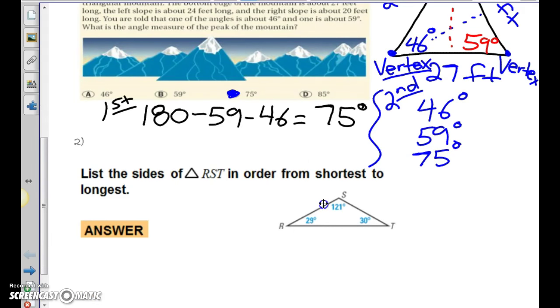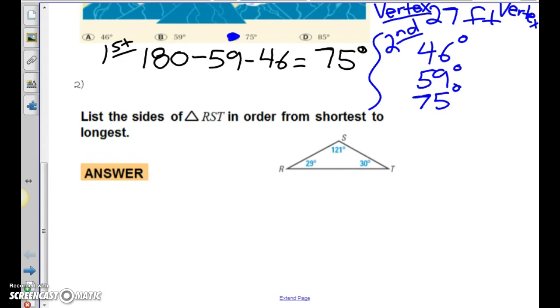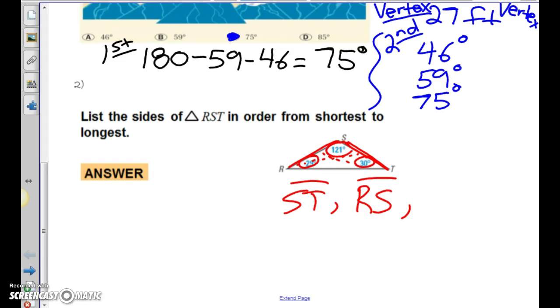Next, we looked at a problem that I'm going to skip right now that said list the sides of triangle RST in order from shortest to longest. So again, I'll do this one. Looking at it, I start with the shortest side. I find the smallest angle, 29 degrees. Directly opposite from that is going to be my shortest side, ST. Next, the next largest angle is 30. So directly opposite from that is going to be RS. And then my longest side is going to be directly opposite from 121 degrees, sitting at angle S. And that is going to be side RT.